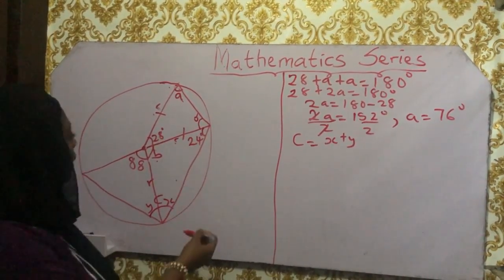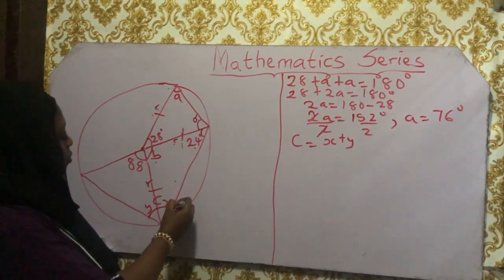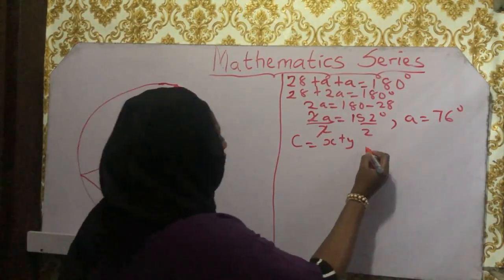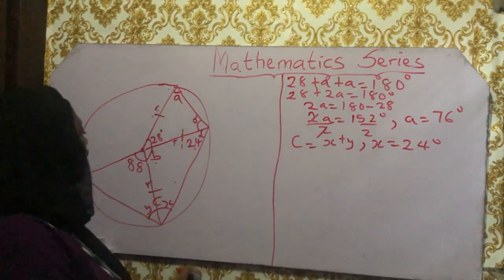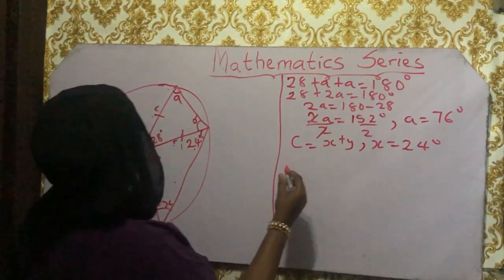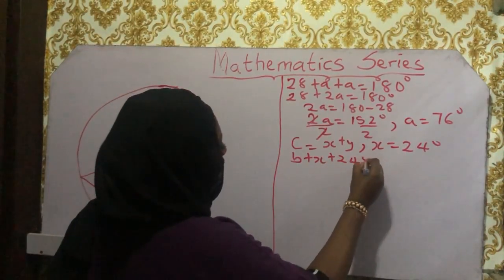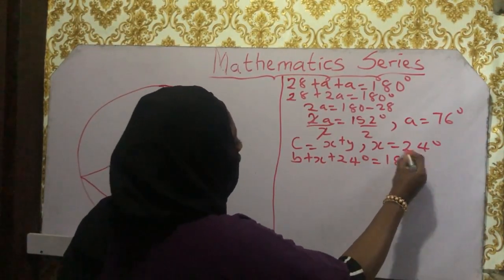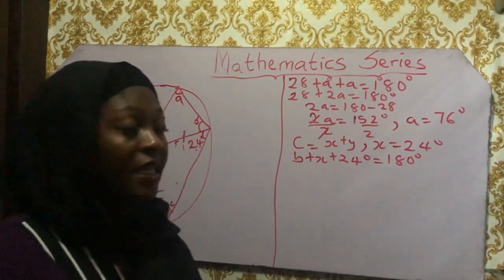So we have it here. It means if this angle is 24, this angle will also be 24. So X is equal to 24 degrees. Now we have angle B as the third angle in this triangle. So we can say B plus 24 plus 24 degrees is equal to 180 degrees. The reason is the sum of angles in a triangle is 180 degrees.